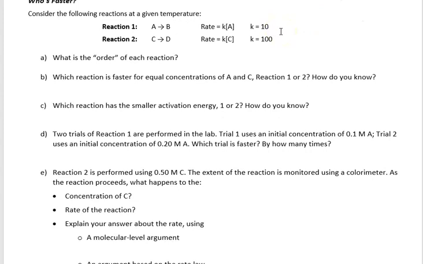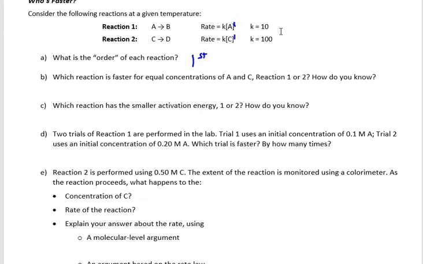So we have two reactions with different K values. Both reactions are first order in A and C. You know that because there is no exponent written, meaning that it's assumed to be 1. And so the order of each reaction is first order. And for B, which reaction is faster? If you have equal concentrations of A and B, that would be reaction 2.